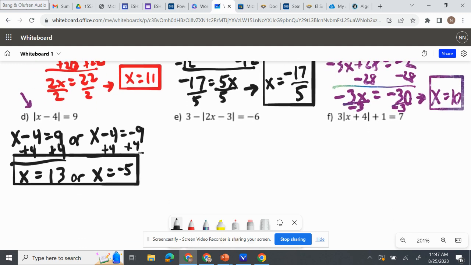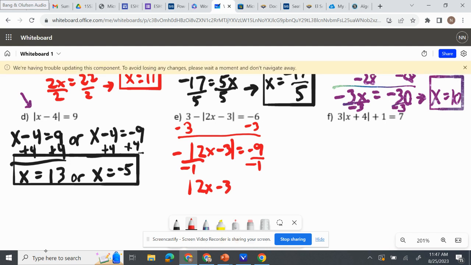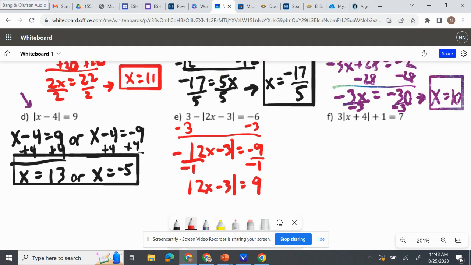So the next one is a little bit more complicated. Now, in order to write the two equations, the absolute value needs to be by itself. So we're going to get the absolute value by itself. First step, I'm going to subtract the 3, and I get negative absolute value of 2x minus 3 is equal to -9. Then I'm going to divide by -1. When I divide by -1, I get the absolute value of 2x minus 3 is equal to 9.